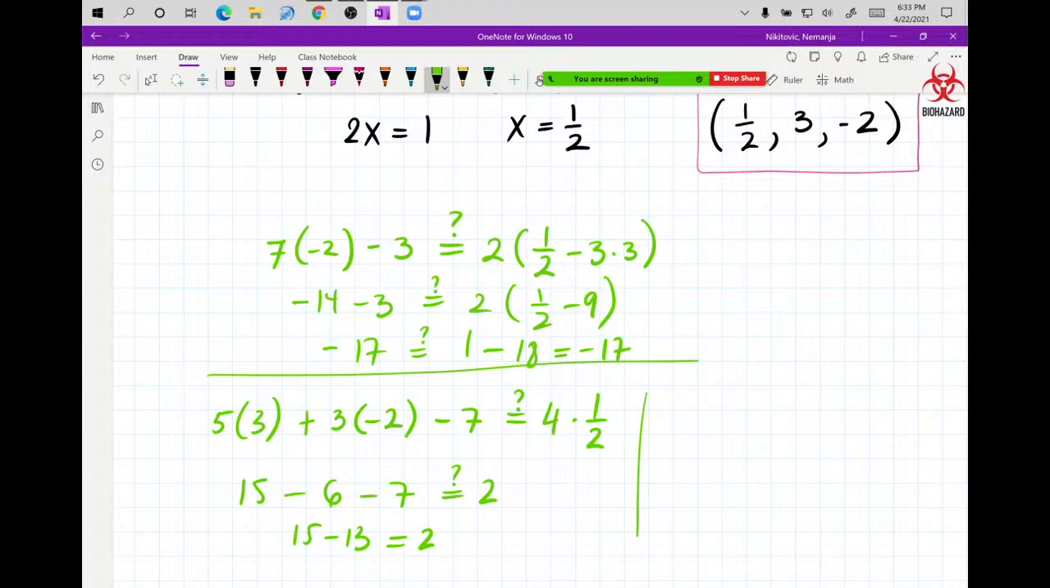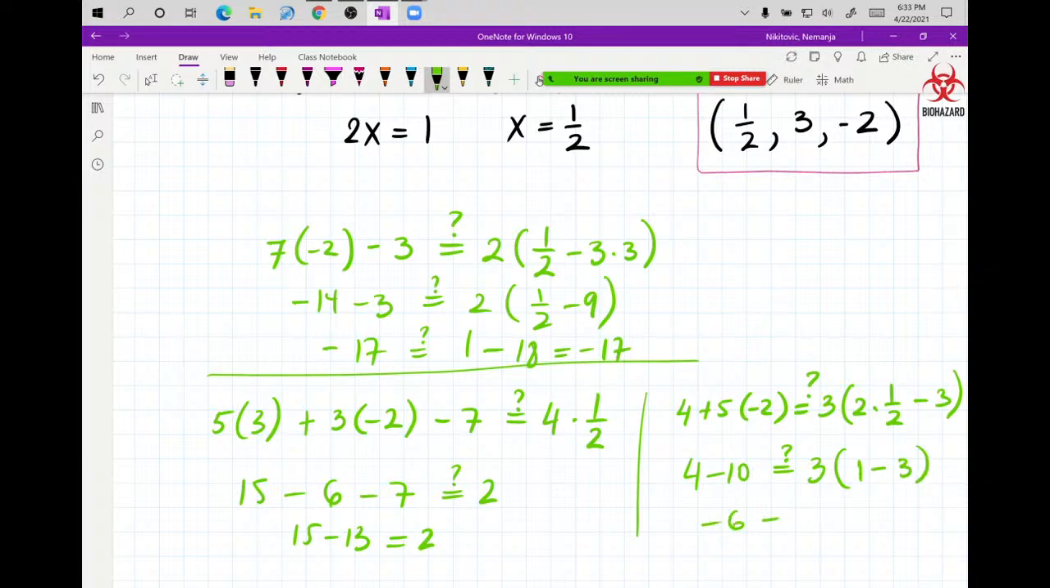And now the third equation, 4 plus 5z should be the same as 3 times 2 times 1 half minus 3 minus y. So that's 4 minus 10 is supposed to be equal to 3 times 1 minus 3. 4 minus 10 is negative 6. Should be 3 times negative 2. Negative 6 equals negative 6. It worked in all three equations, which means this is definitely our solution. And yay.